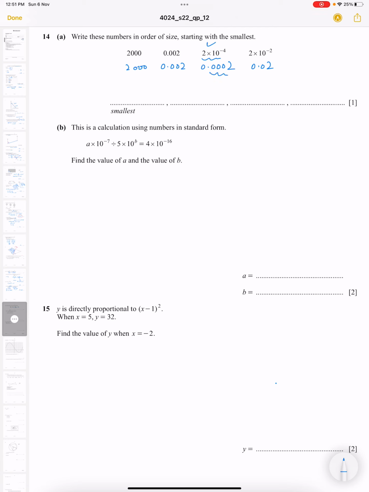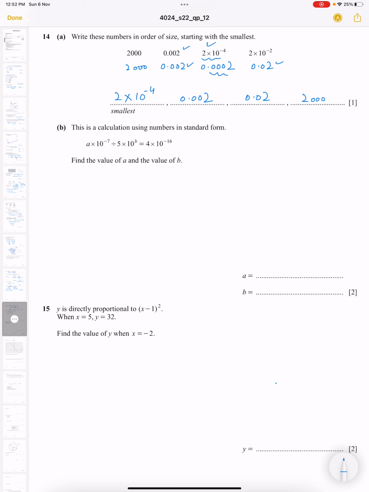Write down its actual value given in the question, that is 2 times 10 to the power minus 4. Then this number, which is 0.002, we write down the values which are given in the question. And then this one 0.02 and then 2000 is the largest one. That's it. Now B part.